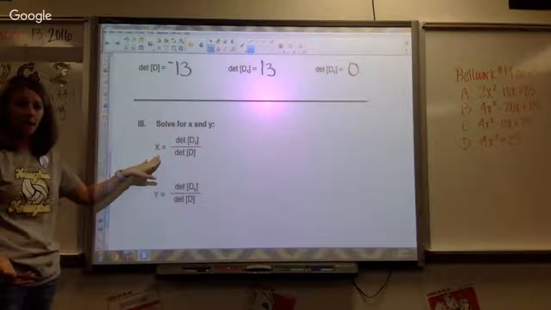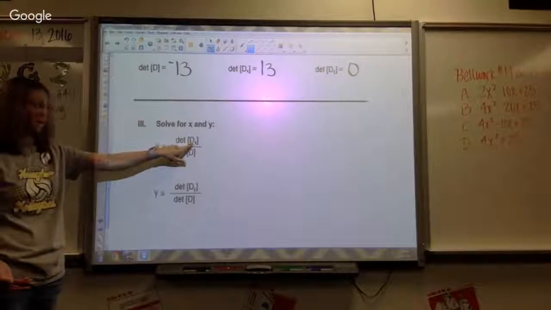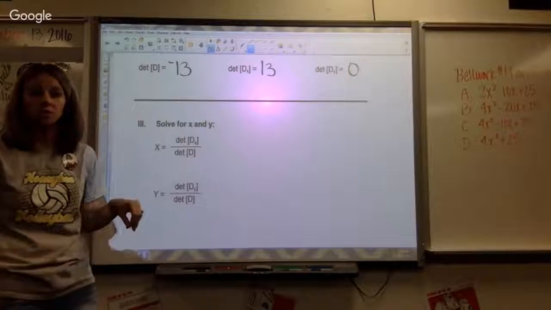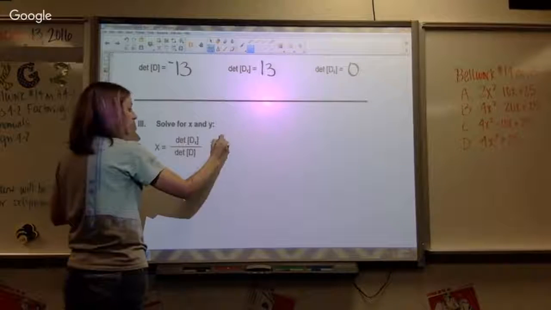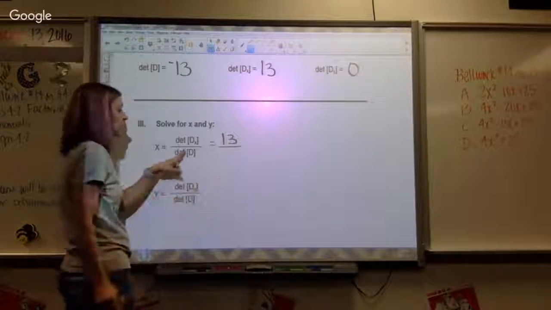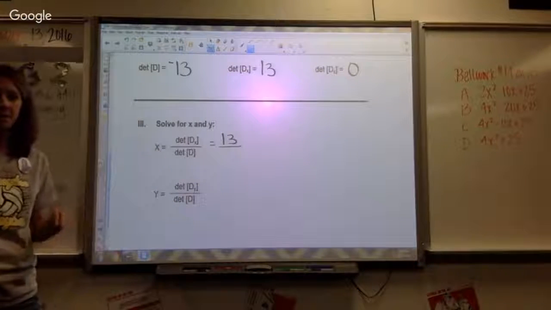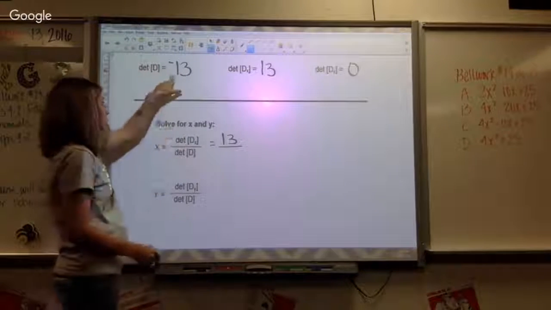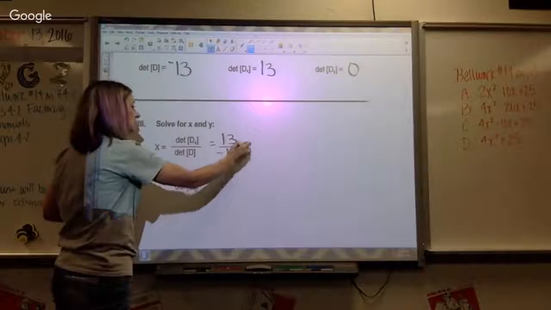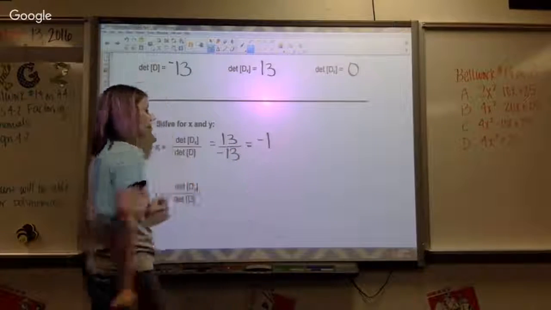To find x, you're going to take the determinant of Dx, which was your second matrix that you set up. We got 13. You're always dividing by the determinant of the very first matrix that you set up on all problems. Okay, so the determinant of that first one was negative 13. So when you divide it, you get negative 1 for x.